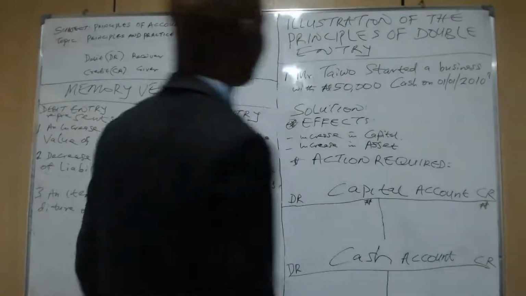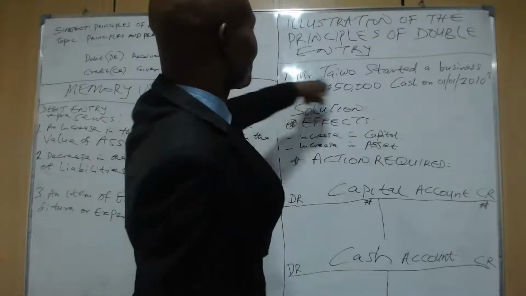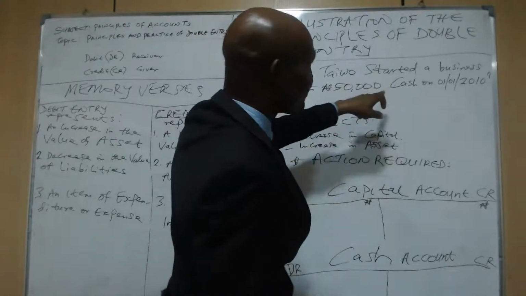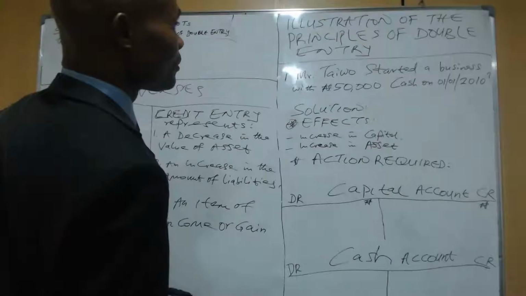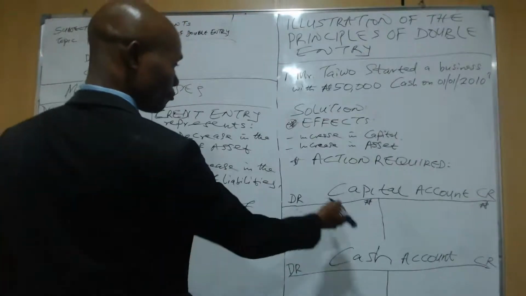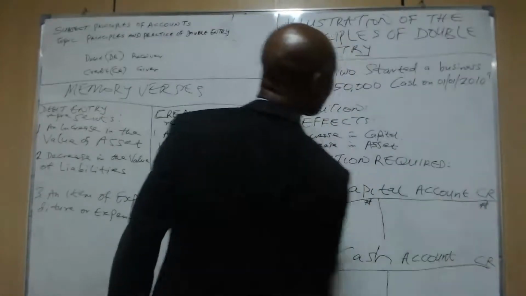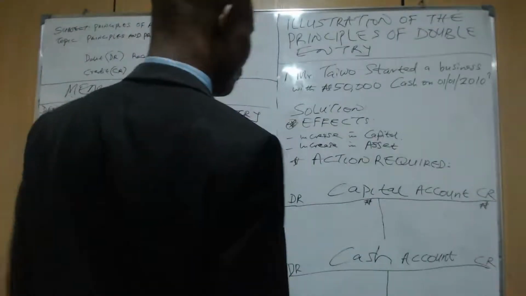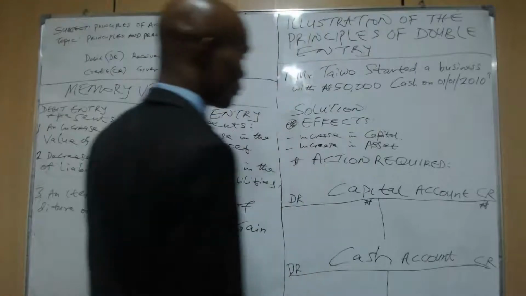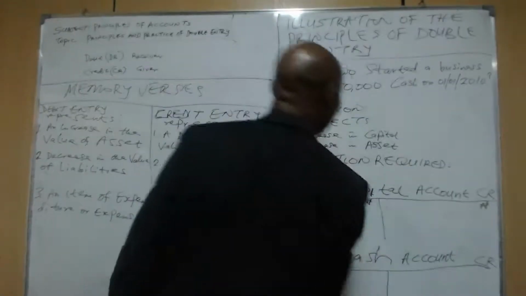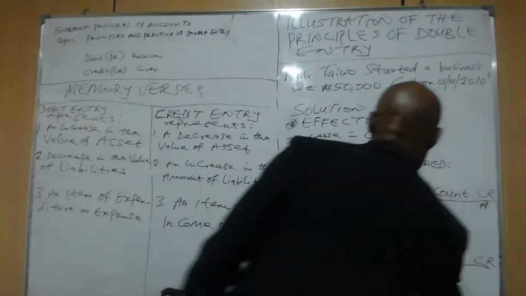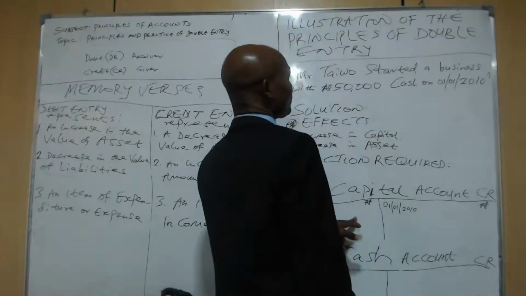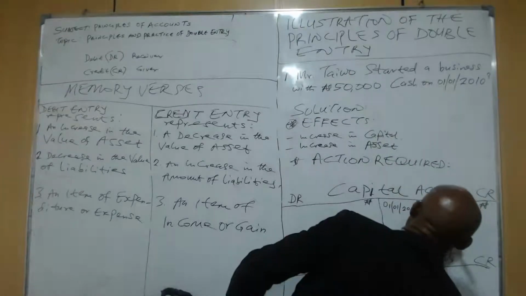Now, we post. Look at the question again. Mr. Taiwo started a business with 50,000 naira cash, that is capital, on 1st January. The date is 1st January 2010. And we are opening the capital account. The capital account is the receiver that has increased, so it is to be credited. On the credit side of the capital account, you write your date, credit capital account with cash. So you write cash.